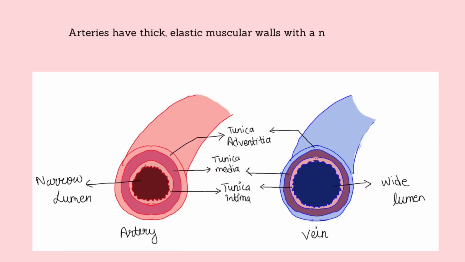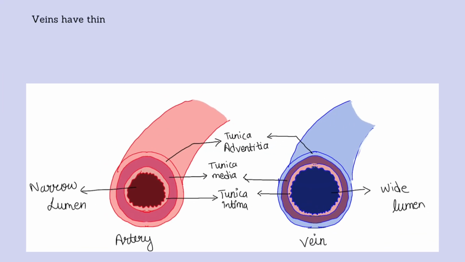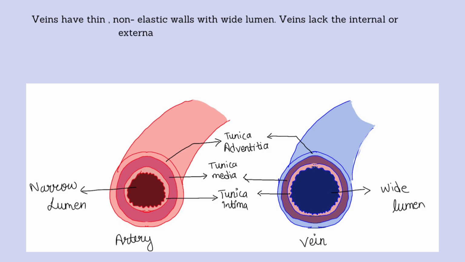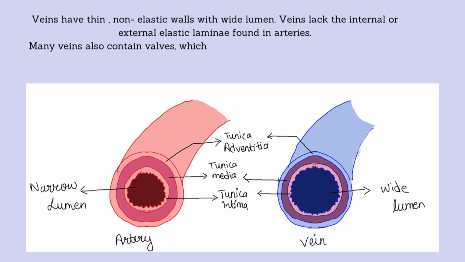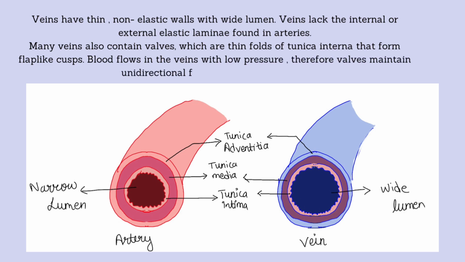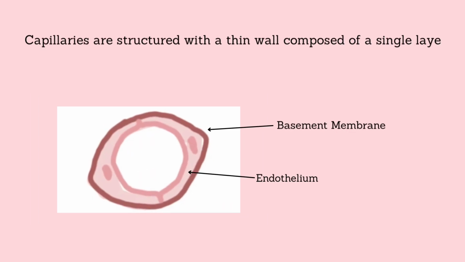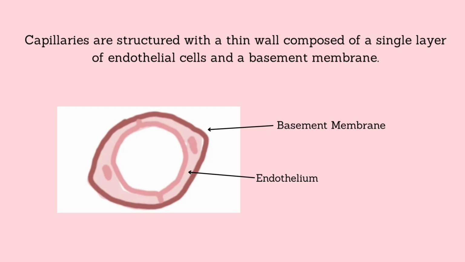Arteries have thick, elastic muscular walls with a narrow lumen. Veins have thin, non-elastic walls with wide lumen. Veins lack the internal or external elastic laminae found in arteries. Many veins also contain valves, which are thin folds of tunica interna that form flap-like cusps. Blood flows in the veins with low pressure, therefore valves maintain unidirectional flow of blood in the veins. Capillaries are structured with a thin wall composed of a single layer of endothelial cells and a basement membrane.